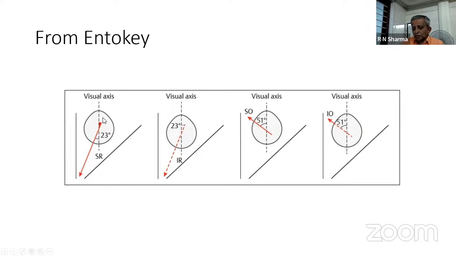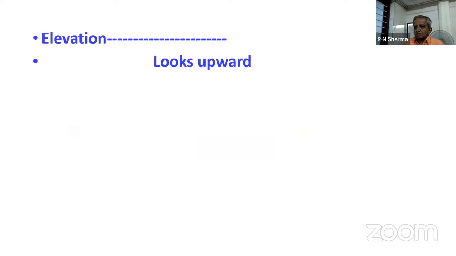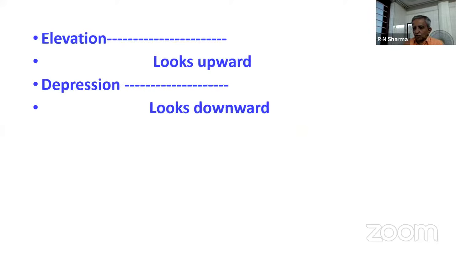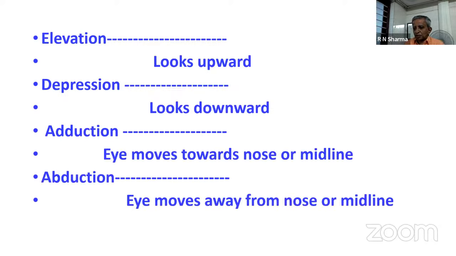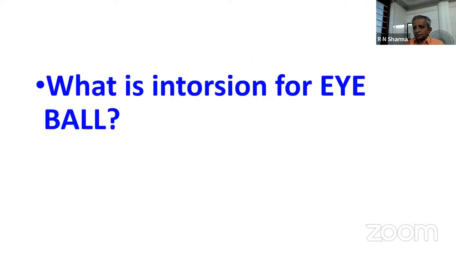Therefore, if you know the origin and insertion, where the muscle is inserted, you can predict the actions of these muscles. Now, elevation means looking upward. Depression means looking downward. Adduction means the eye moves towards the midline. Abduction means the eye moves away from the nose or midline.